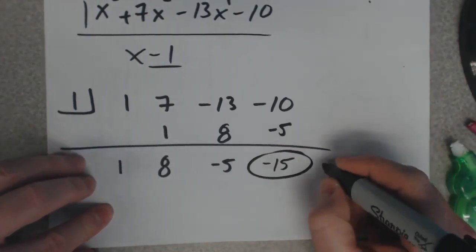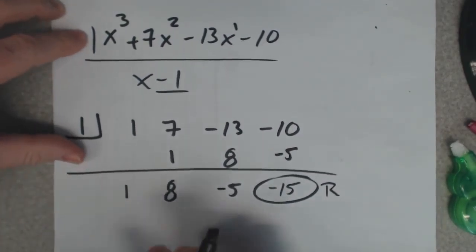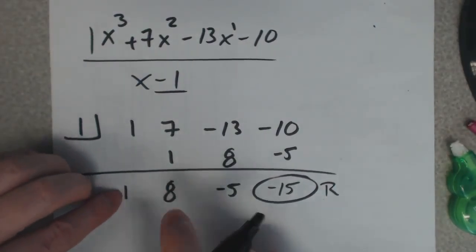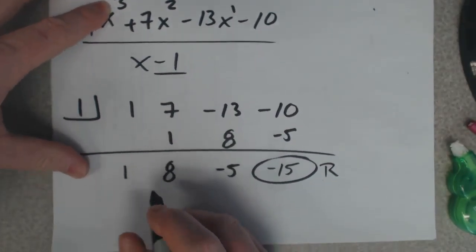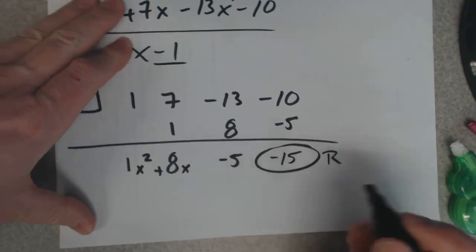This last number is your remainder. That's your remainder. So before, I just wrote the coefficients. Well, now I need to put the x's back on. So now I started with x cubed. This is going to be x squared plus 8x minus 5 with a remainder of negative 15.